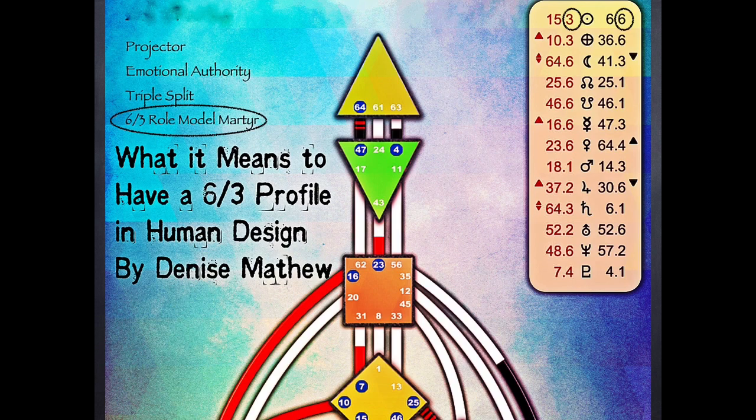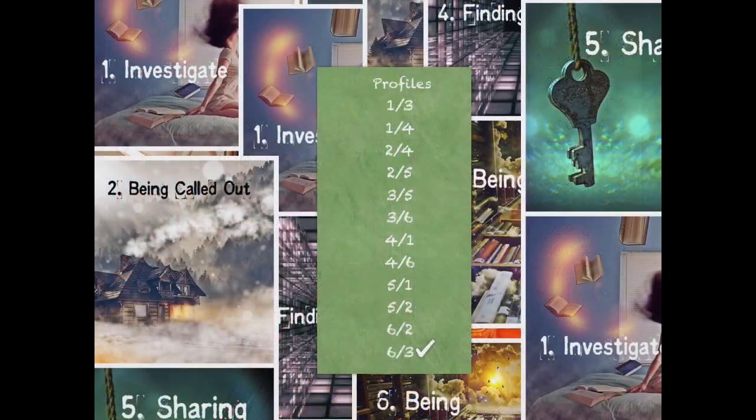So, let's get started and talk about the profile 6.3. The profiles are made up of 6 different lines, and there's 12 different combinations for the profiles. That means that everyone has one of these profiles, and it's based on the date and time of birth. The profiles change throughout the day, so somebody born on the same day as you may not necessarily have the same profile as you, because their time of birth is different than yours. The profiles are always calculated already for you, so you don't have to worry about how to do it.